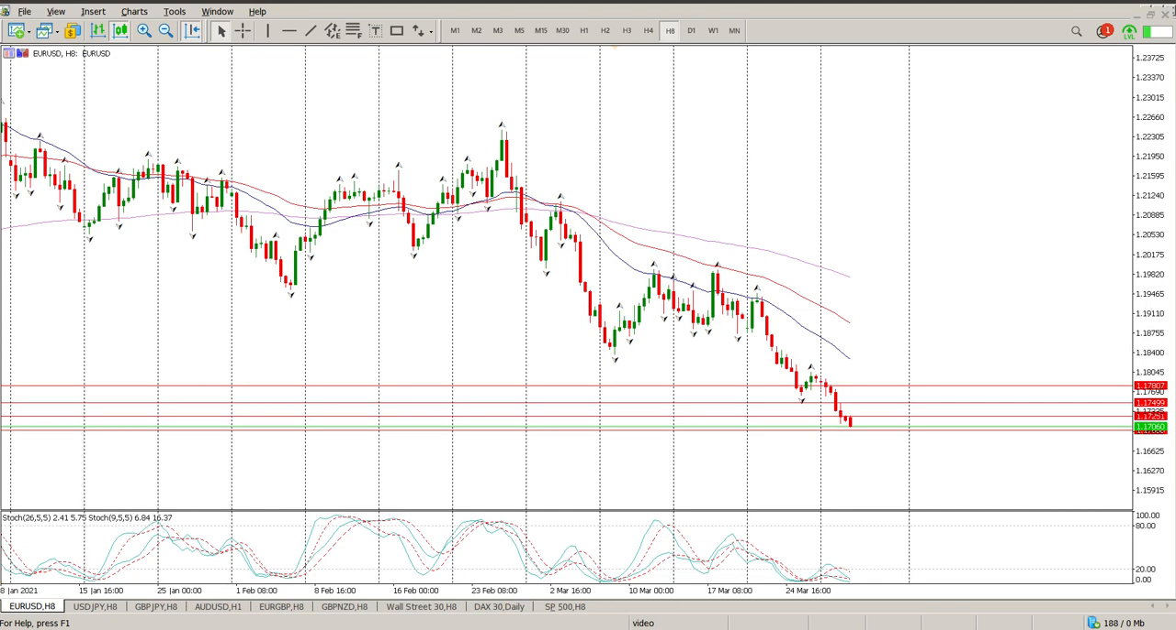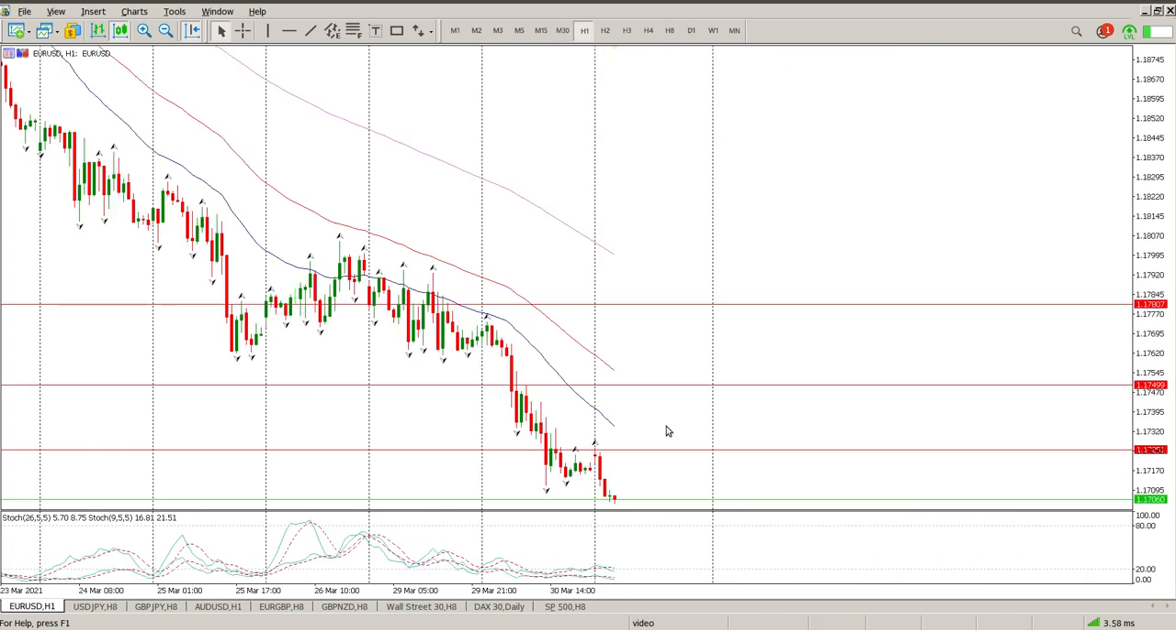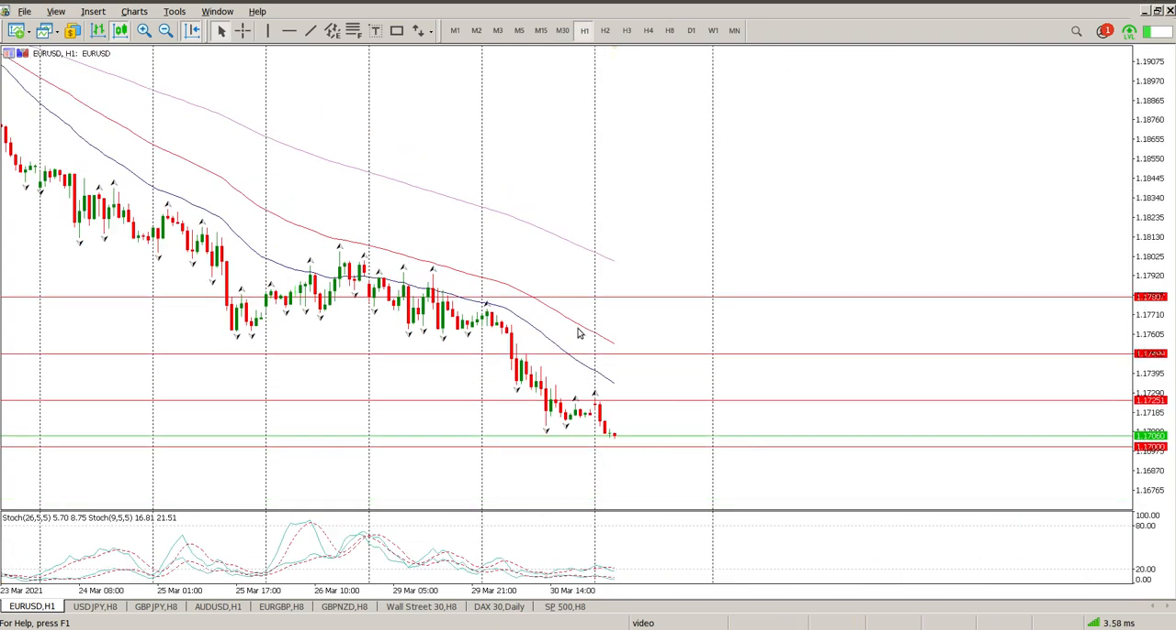So as usual, starting off with Euro USD, and you can see the downward trend is continuing. We are coming up to a level that I gave you yesterday, which was 117, and I would expect that to be a profit taking area. But let's just have a look at the hour to see what has transpired.